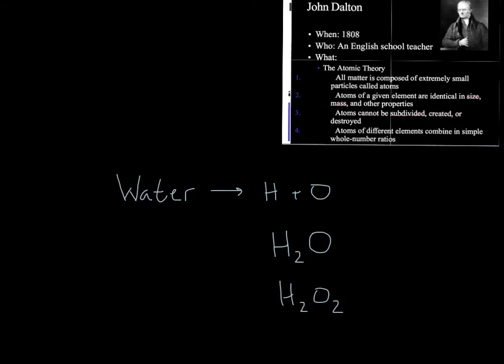So this then explained how you could get different compounds from the same elements. Water and hydrogen peroxide behave extremely differently, even though they're made of the same building blocks, they have different whole number ratios. And it's always whole numbers, so you would never have something like H 1.3, O 2.7. Okay, it's always whole numbers. So 1, 2, 3, 4, 5, etc.